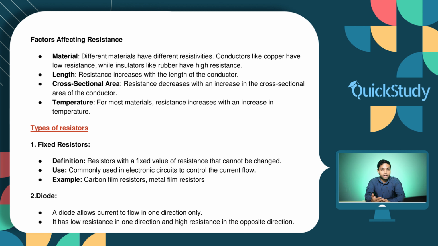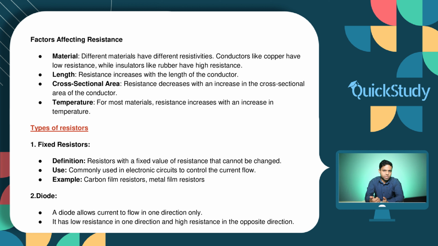There are a few factors which affect resistance, which are materials, length, cross-sectional area, and temperature. Different materials have different resistivities. For example, conductors like copper have low resistance, while insulators like rubber have high resistance. Resistance increases with the length of the conductor. Resistance decreases with an increase in the cross-sectional area. In most cases, the resistance increases with an increase in the temperature.